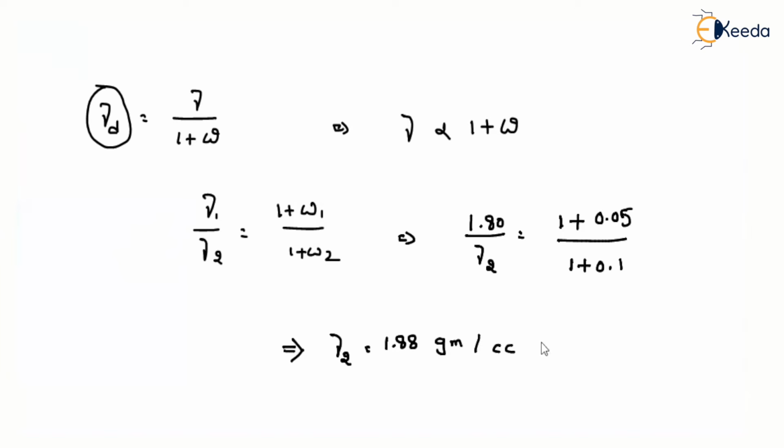It is obvious, why? Because if water is added to the soil sample, then only the water content will increase, right? If the water is added additionally, weight will also increase. If weight is increased, then our bulk density will also increase. But our dry density will remain constant. Why? Because it consists of only solid particles.